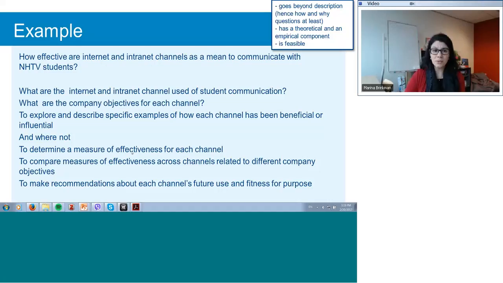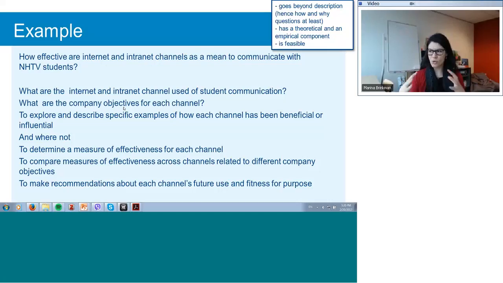But for instance, if I'm going to answer the question, what are the internet and intranet channels used for student communication? Well, I cannot possibly answer this question simply by reading papers, so I will have to collect data myself. Same goes for what are company objectives for each channel, so I'll most probably have to refer to policy documents, maybe talk to people as well working at the marketing department. So those will be the so-called empirical sub-questions.